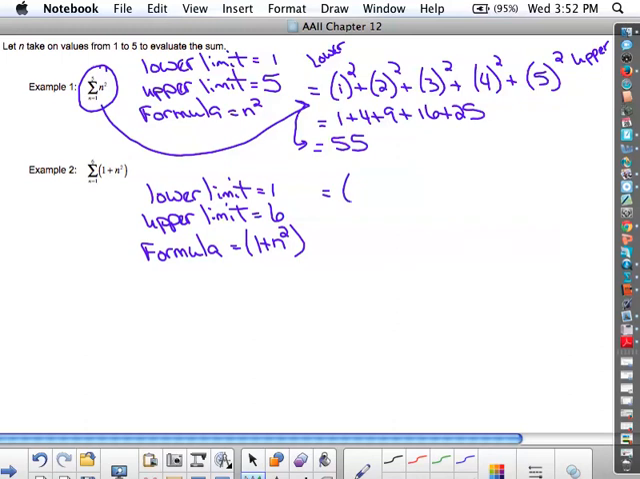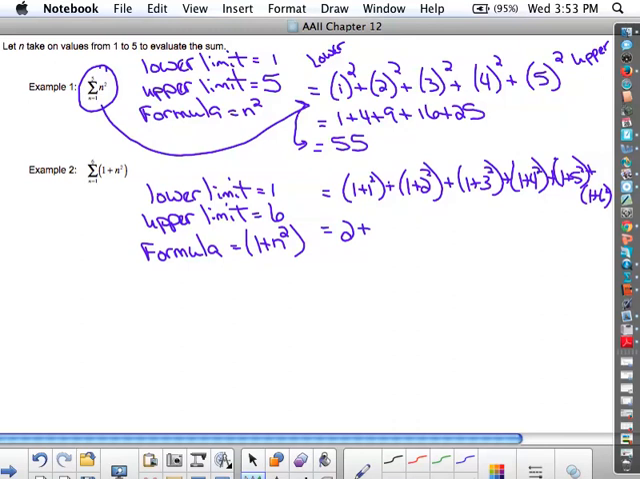So that will be equal to 1 plus 1 squared plus 1 plus 2 squared plus 1 plus 3 squared plus 1 plus 4 squared plus 1 plus 5 squared, and finally plus 1 plus 6 squared. So that will give me 2 plus 5 plus 10 plus 17 plus 26 plus 37. When I add those up, I get 97. So that's simply summation notation.